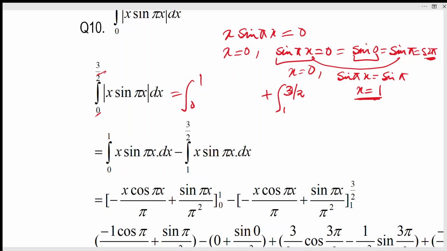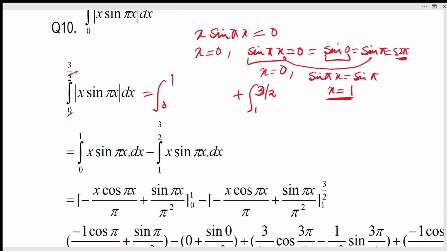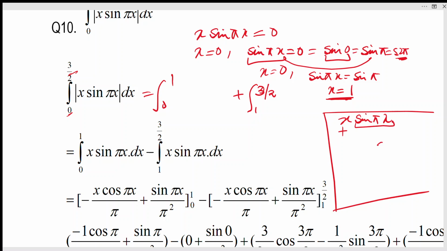Now how to write the positive and negative signs? Just understand this, it is something very interesting. I have x sin(πx). From 0 to 1, x will always be positive; whichever number you take, it will be positive. Now what about sin(πx)? When x is from 0 to 1, πx is from 0 to π, which means the first and second quadrant. In the first and second quadrant, sine is positive, so x sin(πx) will be positive. So this is x sin(πx) with the positive sign.